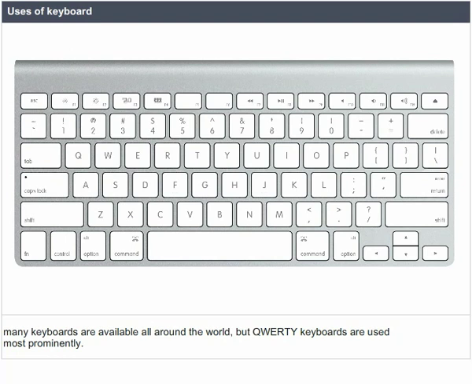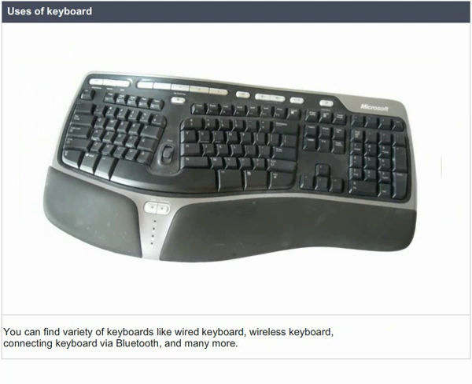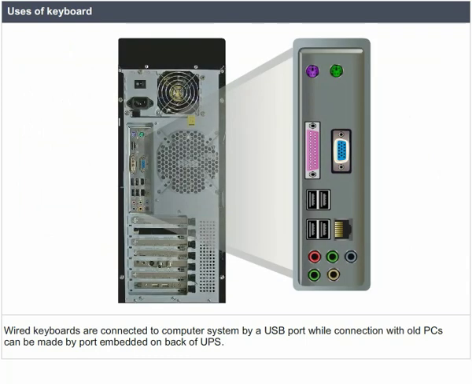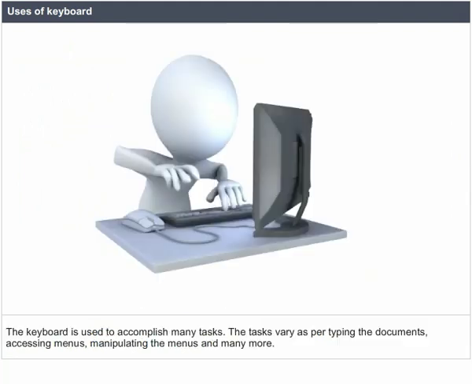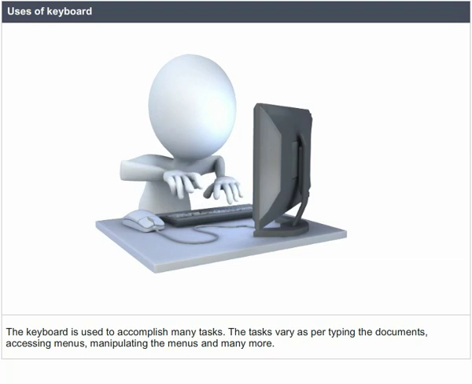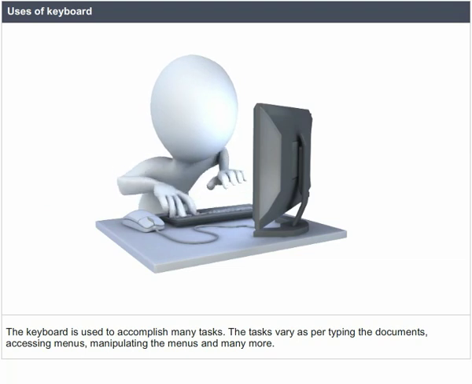You can find a variety of keyboards like wired keyboard, wireless keyboard, connecting keyboard via Bluetooth, and many more. Wired keyboards are connected to a computer system by a USB port, while connection with old PCs can be made by a port embedded on the back of UPS. The keyboard is used to accomplish many tasks. The tasks vary, such as typing the documents, accessing menus, manipulating the menus, and many more.